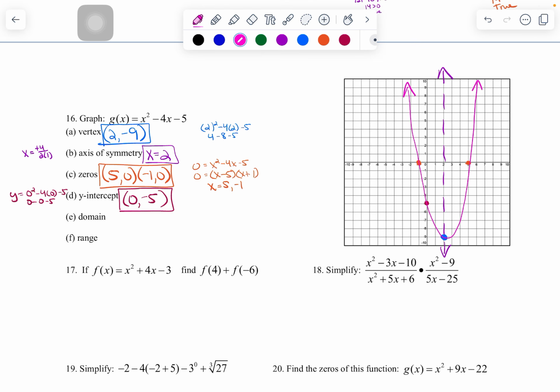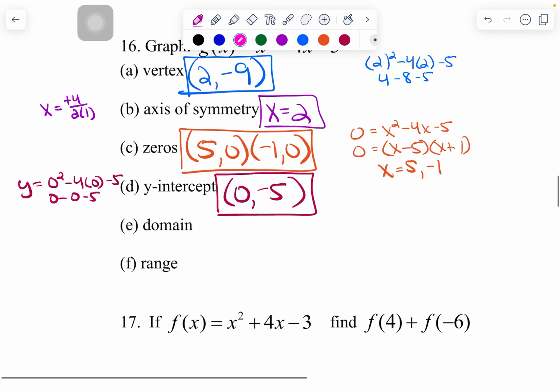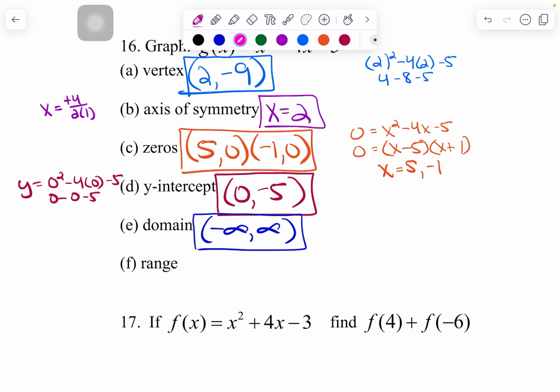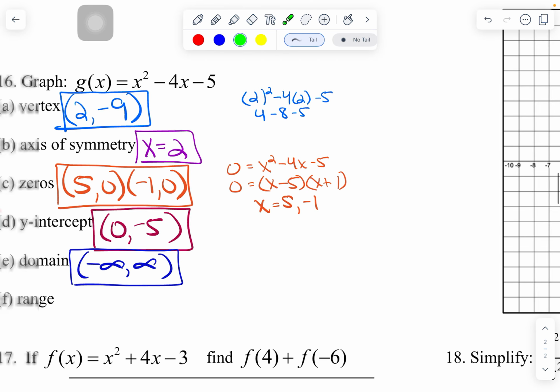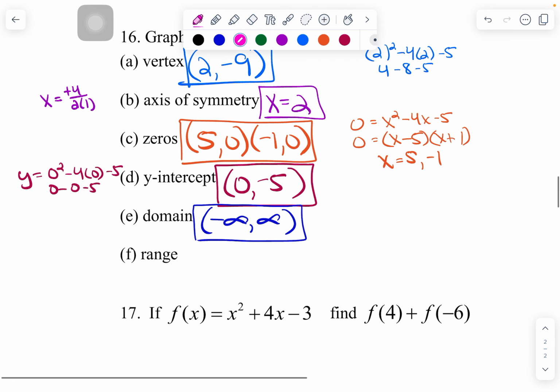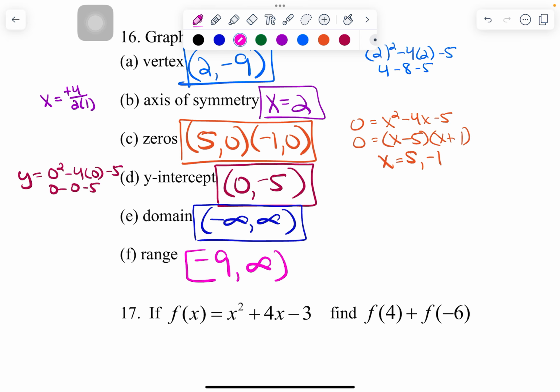But I do need to write a domain and range. Domain here we've been talking about for a little while now. In a quadratic, there's no restrictions, so negative infinity to infinity. And range, though, if I look at my graph, this is a low point. There's no point lower than that. So for my output values, my y values, the lowest y value is negative 9 to positive infinity. And that does include a bracket there.